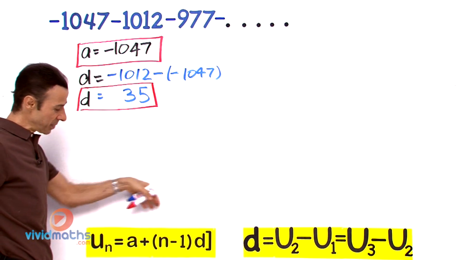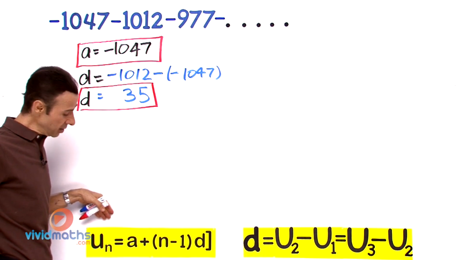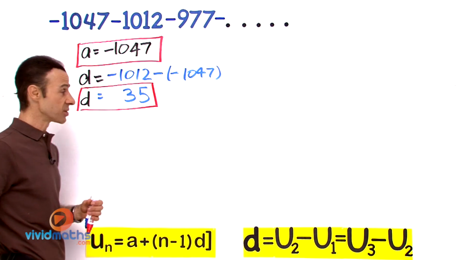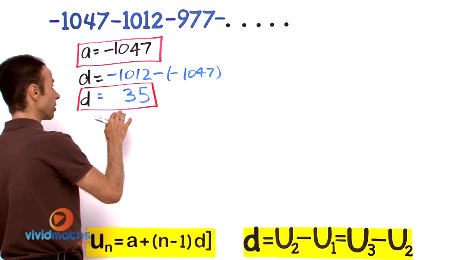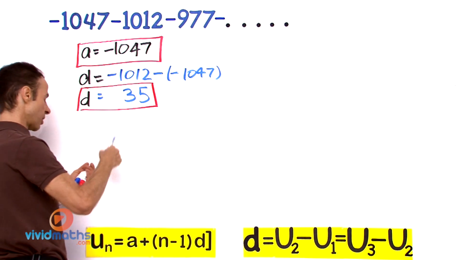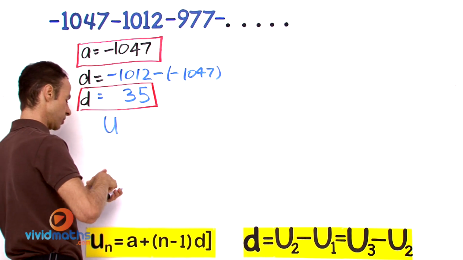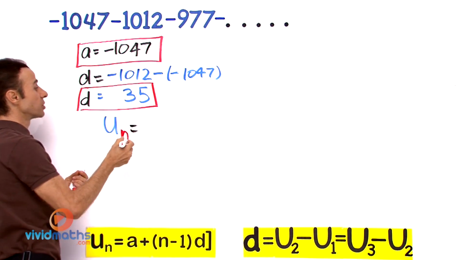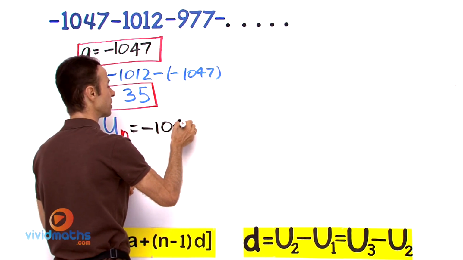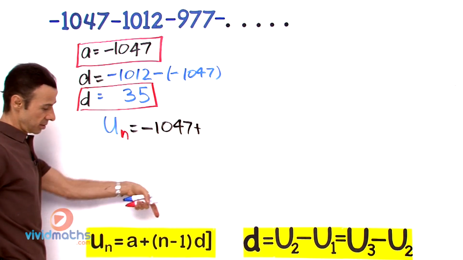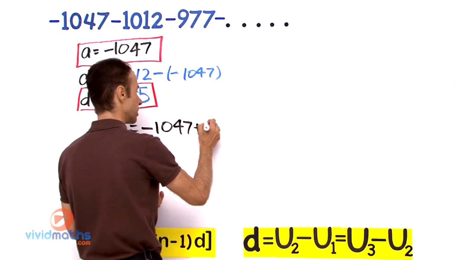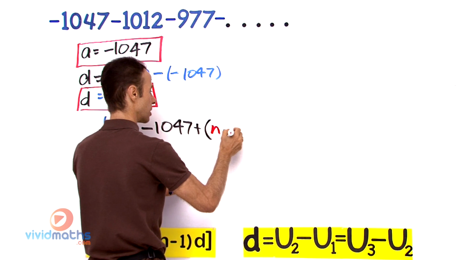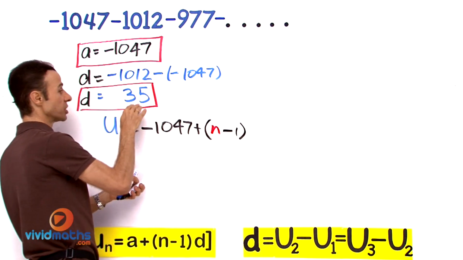The general rule comes from this formula: the term u_n equals A, the first term, plus n minus 1 times D, the common difference. So let's find out what that rule is. First, write u_n. This is where we start putting numbers in. The first term, which is negative 1047, plus n minus 1, times the common difference, which is 35.